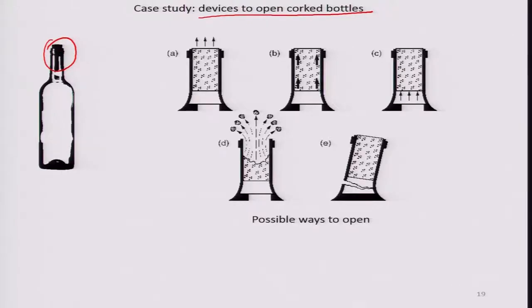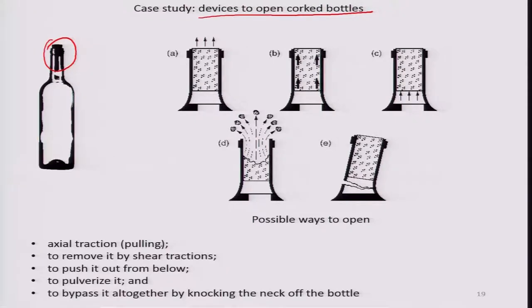So, these are the various possible ways to open the cork. First, what are the processes? Axial traction. You are going to pull the cork to open the bottle. Second thing is to remove it by shear traction. Suppose that you are applying one force here, and if you pull here, your cork will get removed and the bottle will get opened.